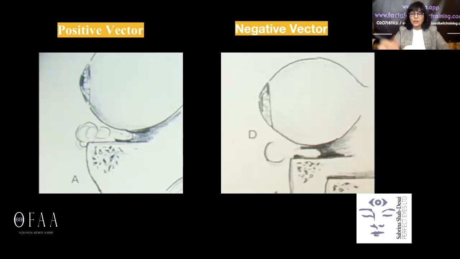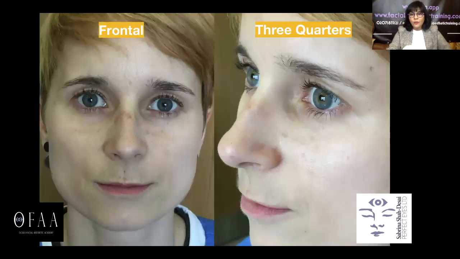However, if they have a negative vector, which means that the eyeball is sitting in front of the infraorbital rim and the cheek, the maxilla, then these patients actually need to be initially treated indirectly. They need this area augmented first before the tear trough is augmented. So obviously, when you're assessing these patients, you want to assess them sitting up or in a semi-reclined position. You want them to assess in the frontal position. You want to look at the hollow in 3/4.